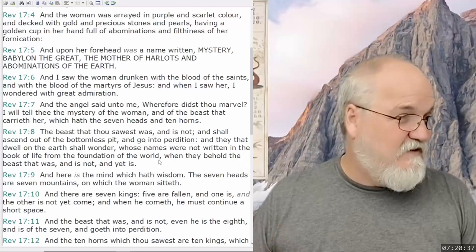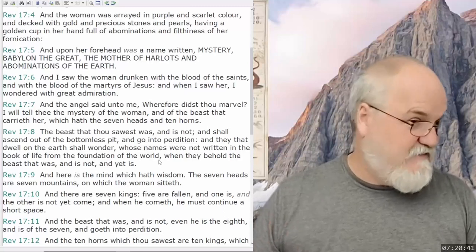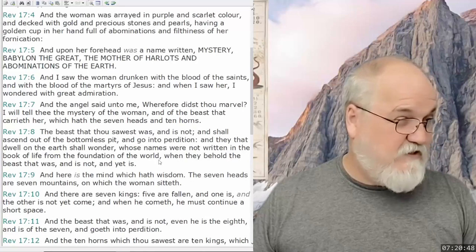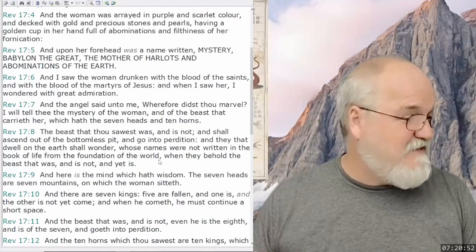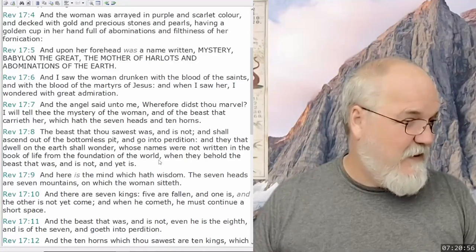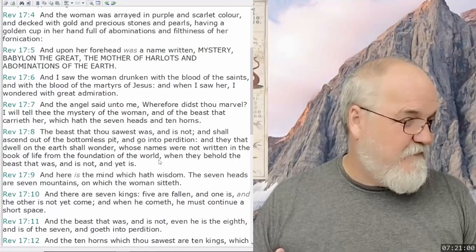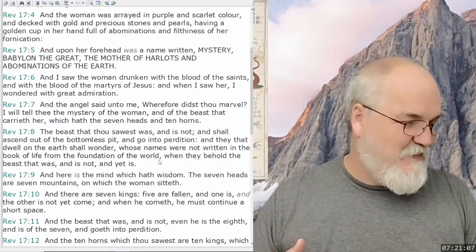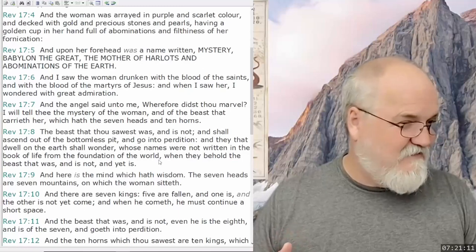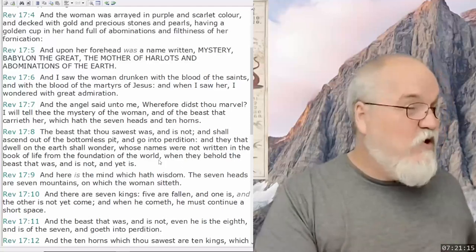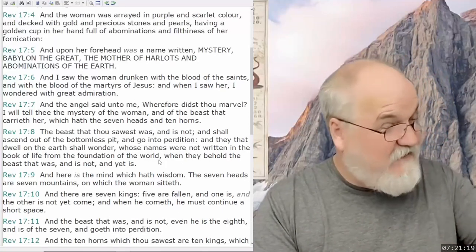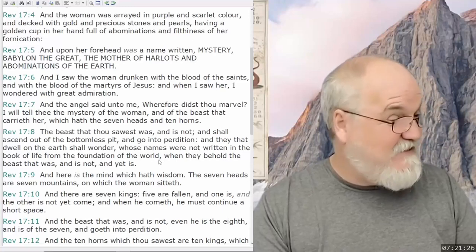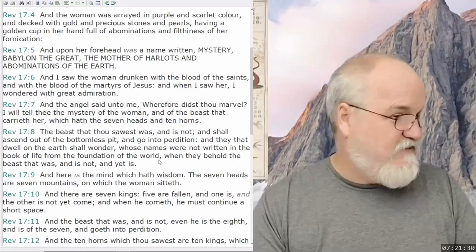Now, the way that we read that is the beast is one of the heads, right? Correct? Is that what we say? So if the beast is one of the heads, what beast is this? Well, it's the resurrected head. So if the beast is one of the heads, what is the beast here? Is it this beast that the woman's riding with seven heads and ten horns? That's the question I'm asking. Is the beast that beast, or is this some other beast?